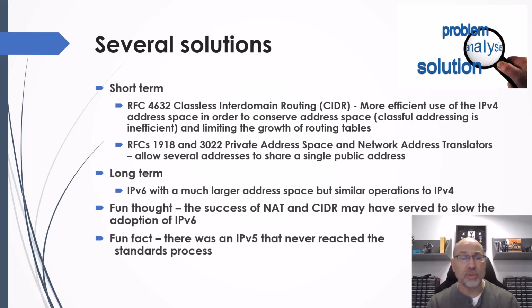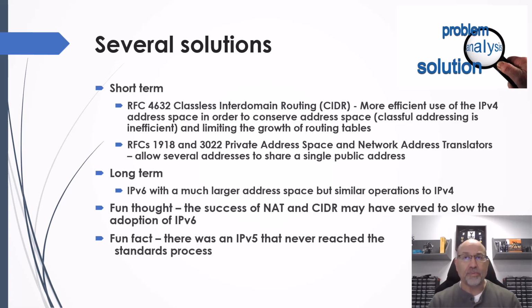Now, another short-term solution was the network address translator. And this was a box that converted an IP address to another IP address. Now, if you combine that with the use of private address space in RFC 1918, you have a solution that says I can have a whole bunch of private addresses, and then they appear as only one globally unique address.